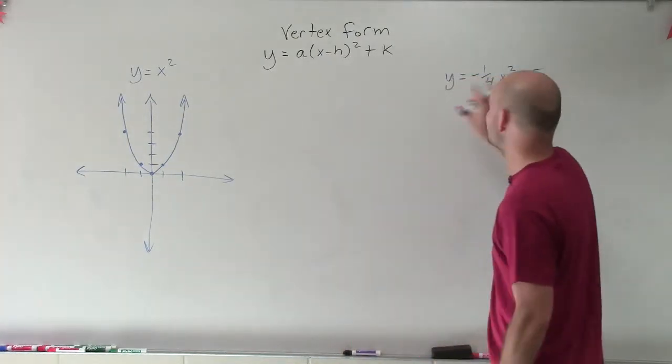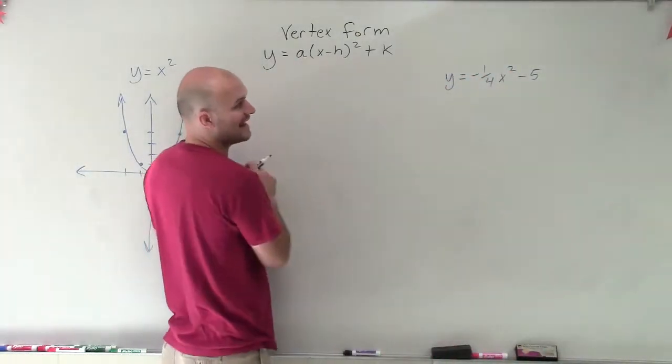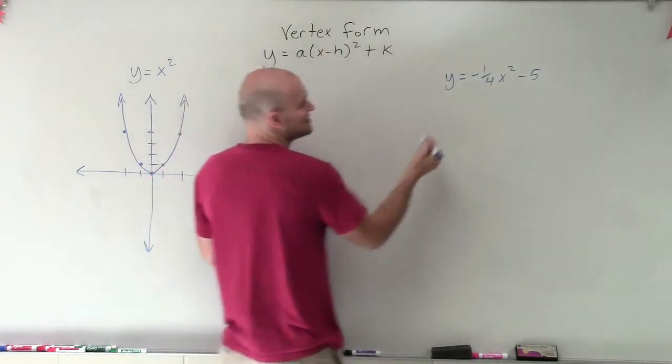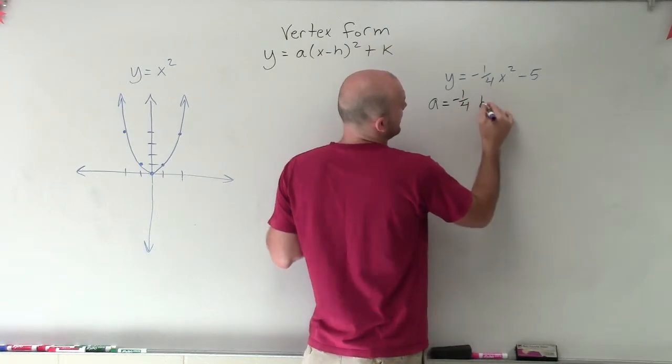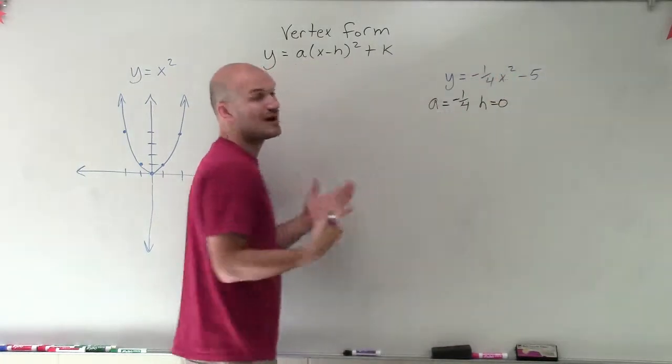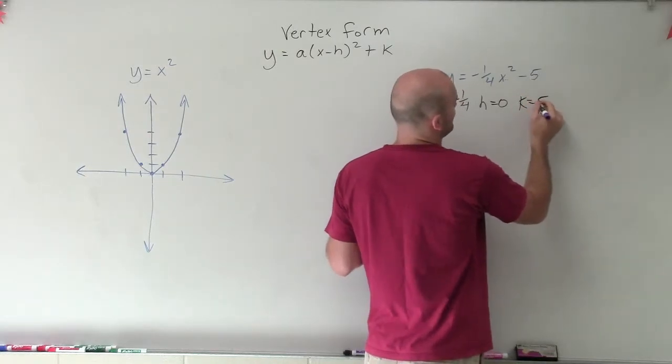Now, you can see this looks a little bit different than vertex form. But in reality, we just don't have an h. We have an x squared, but our h is going to be 0. So we can say that a equals negative 1/4. H equals 0, because I'm not subtracting anything in my x squared. And then my k is going to be minus 5.